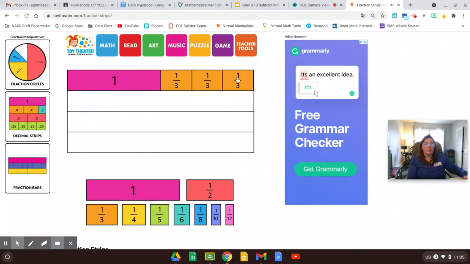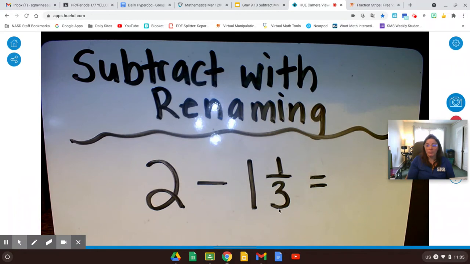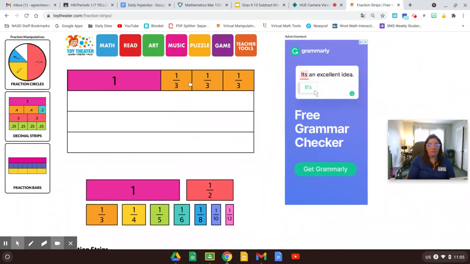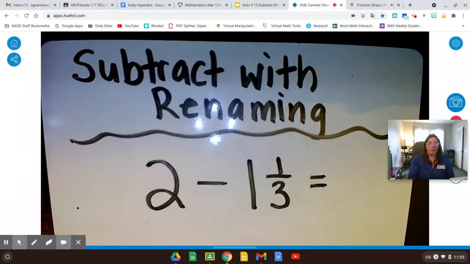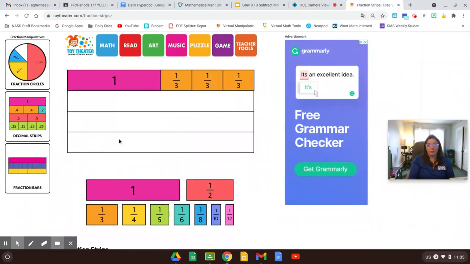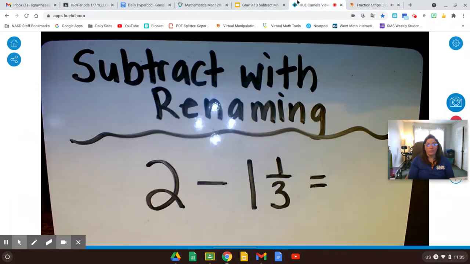Notice I have the same amount of space as 2 wholes. Here are my 2 wholes. I renamed it using the denominator from my mixed number. So I still have 2 wholes right here, just written differently. Now remember, my problem says with those 2 wholes, I need to subtract 1 whole and then 1/3. And now I can see that I can do that. I want to take away 1/3 and 1 whole. I took away 1/3 and 1 whole.